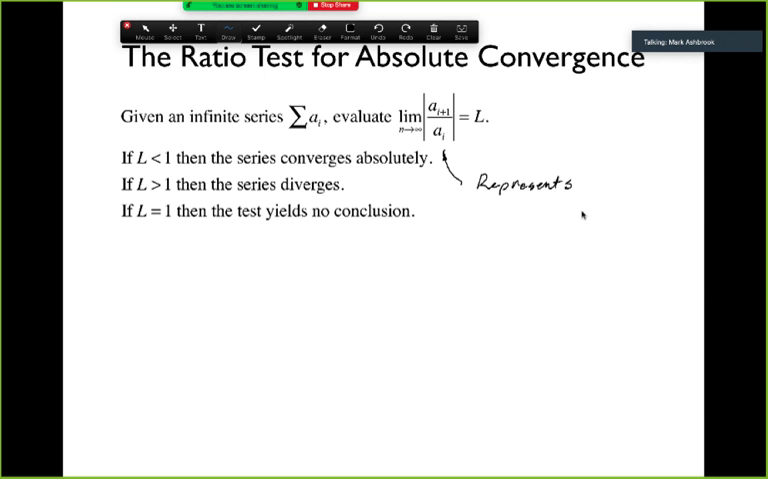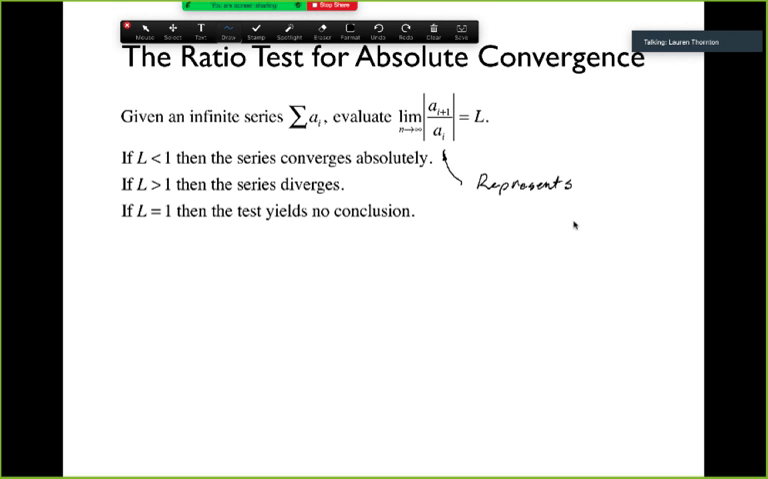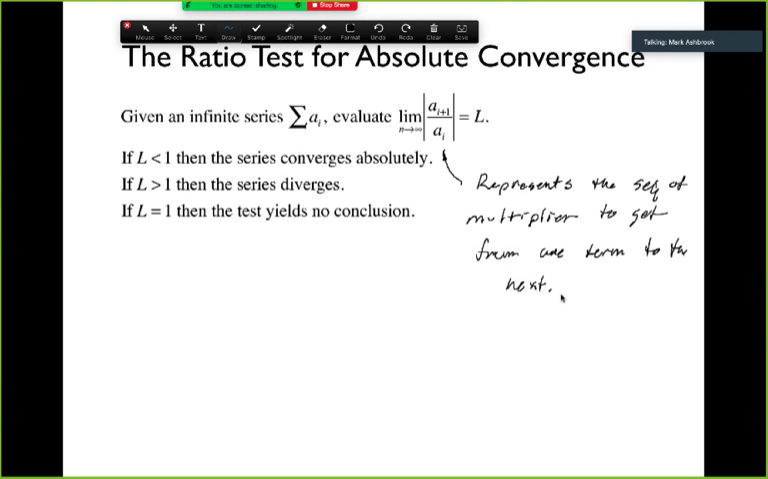So it's the ratio of every next term to the current term. Do you remember what it represented? It's like r. It represents the multiplier, the sequence of multipliers to get from one term to the next. The difference is that with r in the geometric series, r stays constant. That's what makes it a geometric series. It's this constant value r that you keep multiplying by to get the next term.